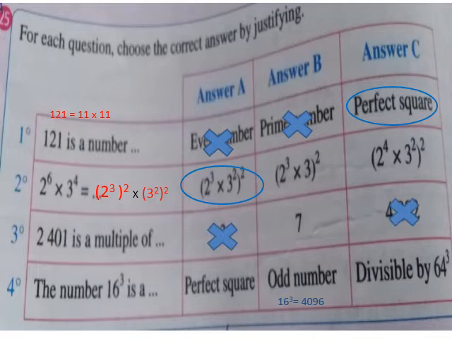Okay, now can we divide it by 3? Let's think. A number is divisible by 3 if the sum of its digits is a multiple of 3. Here we have 2 plus 4, 6, plus 0, plus 1, it's 7. 7 is not a multiple of 3. We still have 7. Let's check it. If we divide 2401 by 7, our answer is 343. So yes, it's divisible by 7. Then yes, it's a multiple of 7.